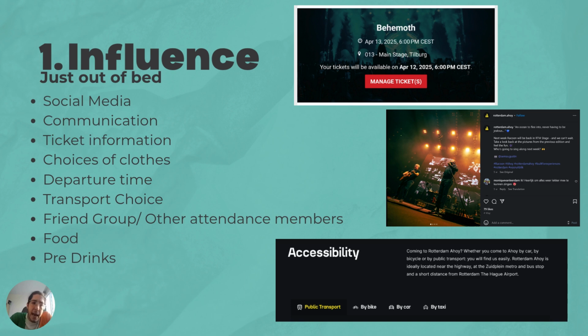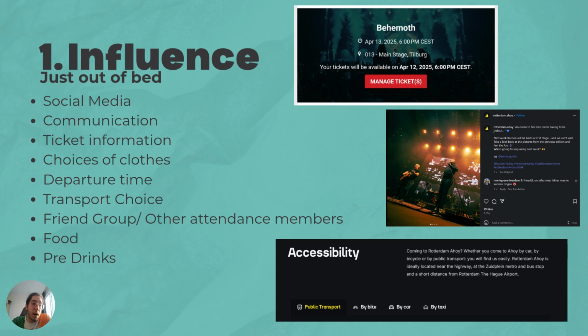And then, of course, there's the communication, which venues can do in many different ways through their website, social media, as I mentioned again, or through ticket information, like the example from Podium 13 in the far right corner: date, time, stage, location, and tickets.